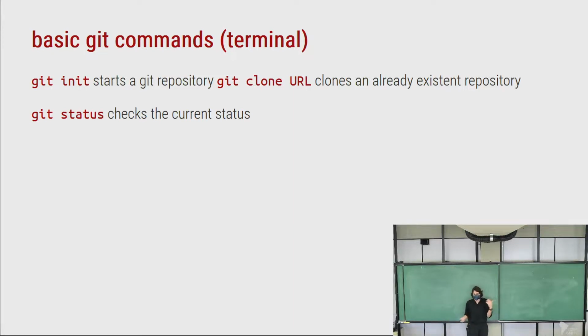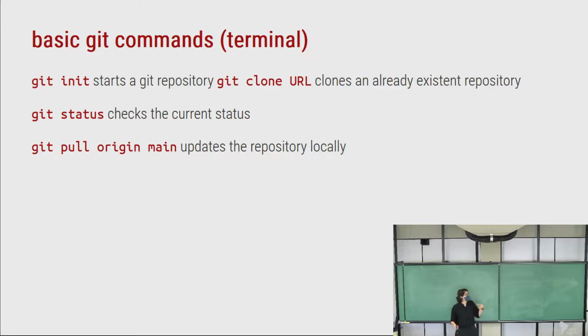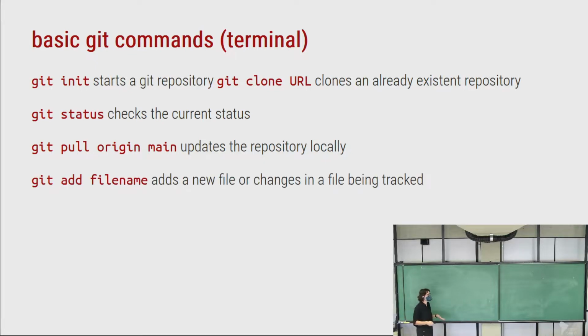Git status is super useful because it will tell you the current status of the repository. It will tell you if you have any files that you changed and haven't committed yet. It will show the current status. Git pull will bring changes from the remote to your local computer. If you are working with more than one person, or if you are working from different computers to the same remote, it is always super important to git pull before you start changing things.